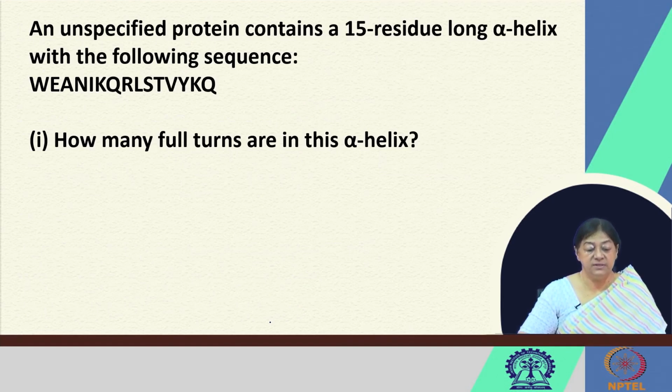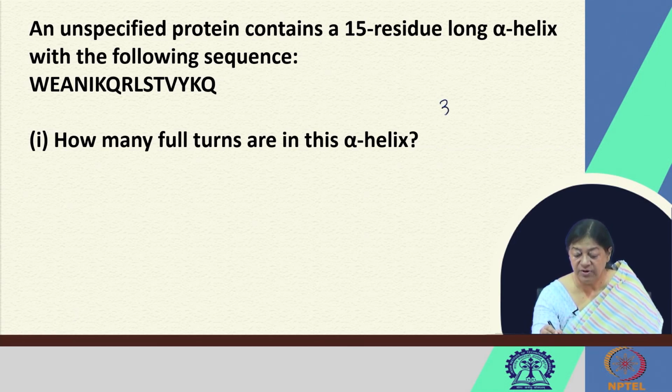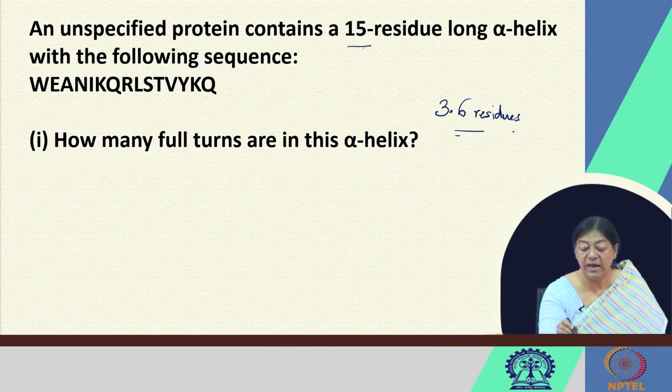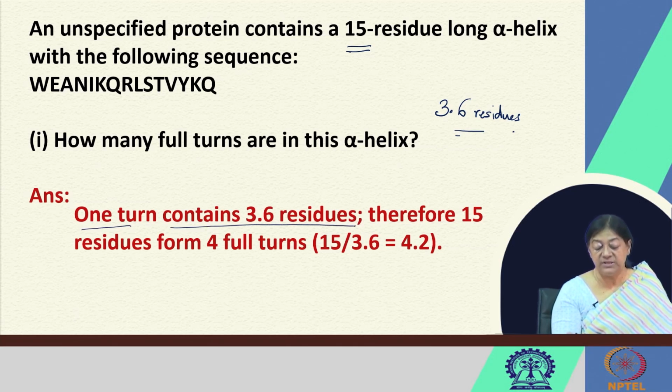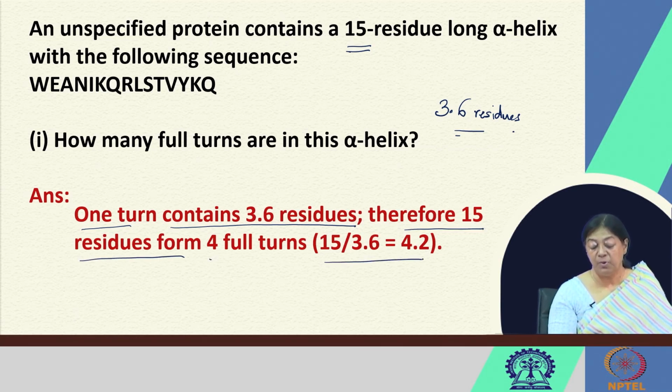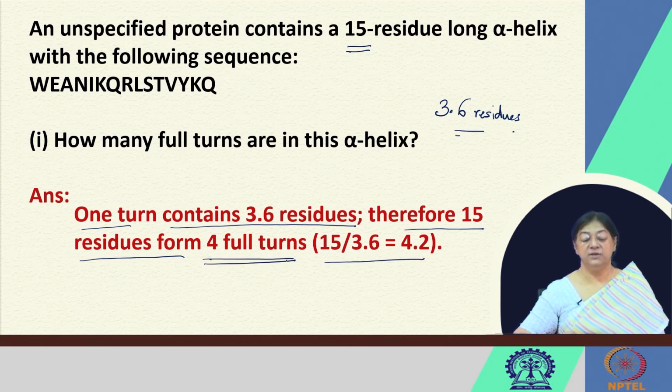Now, we have in this specific problem a protein sequence that contains a 15 residue long alpha helix with a sequence that has been shown here. Now, the question is how many full turns are in this alpha helix. Now, what we know is that for the regular alpha helix, we have 3.6 residues per turn. So, how many residues do we have? We have 15 residues. So, what can we expect? We have one turn that contains 3.6 residues. Therefore, if we have 15 residues, we would expect 15 divided by 3.6, that is 4 full turns of this particular helix.